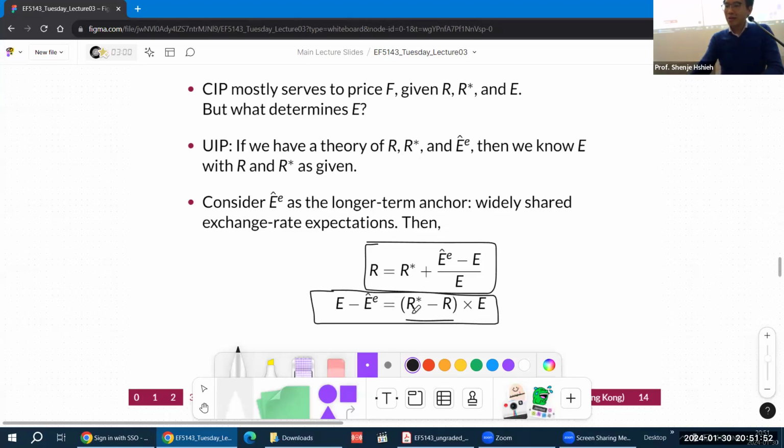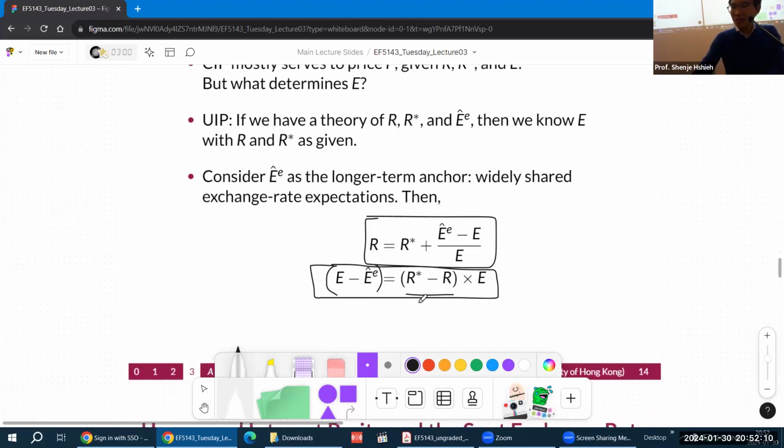Based on this characterization, you can develop a relationship between the difference in interest rates and the difference between the spot rate and the expected future spot rate. E hat E is the expectation of the future spot rate. What this is saying is that if foreign bank deposit returns exceed domestic bank deposit returns, then the spot rate must on average be higher than the future spot rate, right?